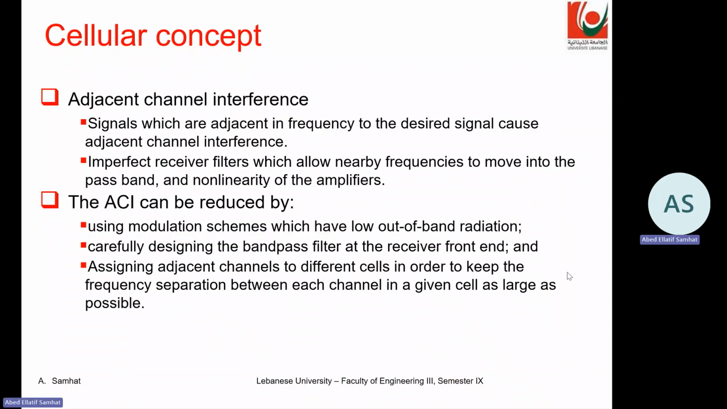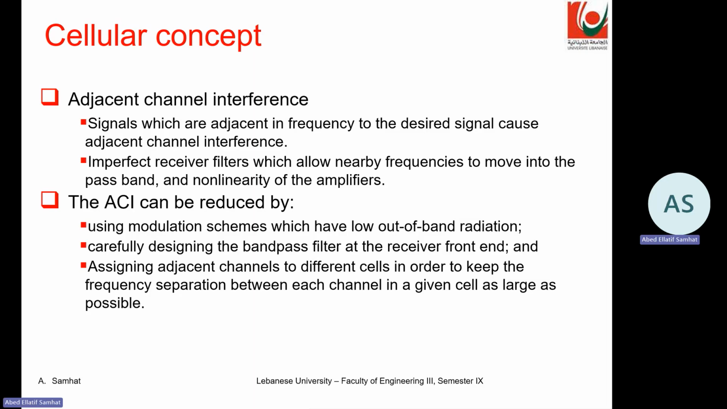So let's continue chapter 1. As we said, in the cellular concept, we have a kind of adjacent channel interference because we could have an imperfect SCVL filter. This could generate interference between the adjacent channels. Another origin or reason is the nonlinearity of the amplifier.